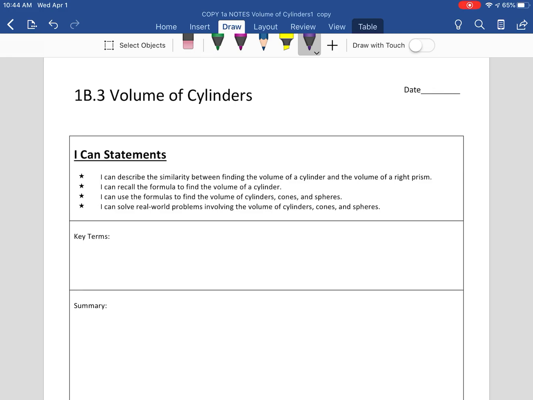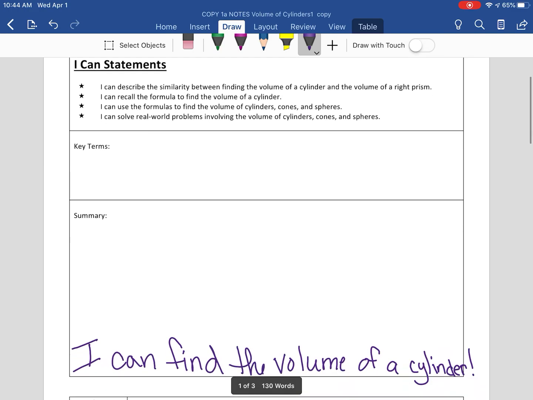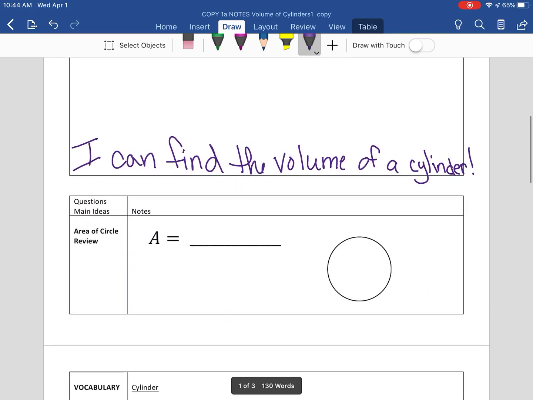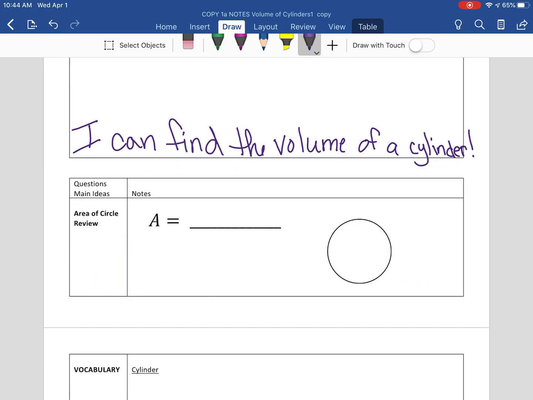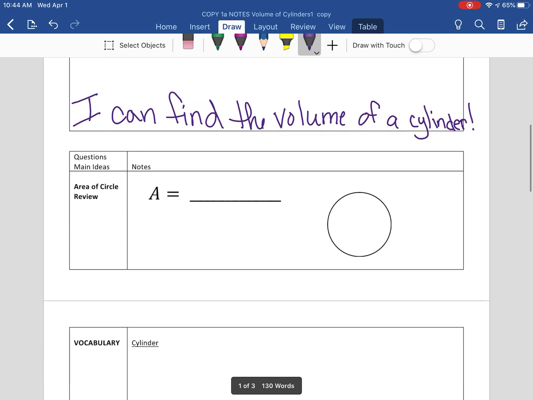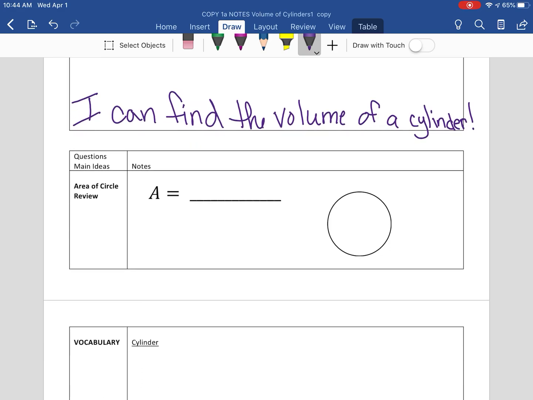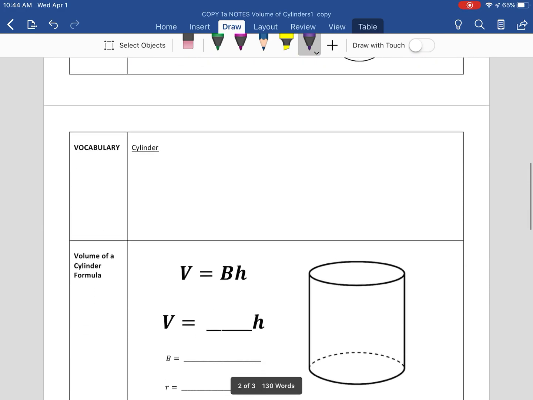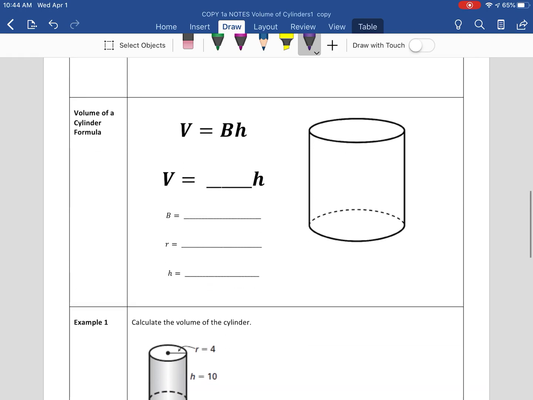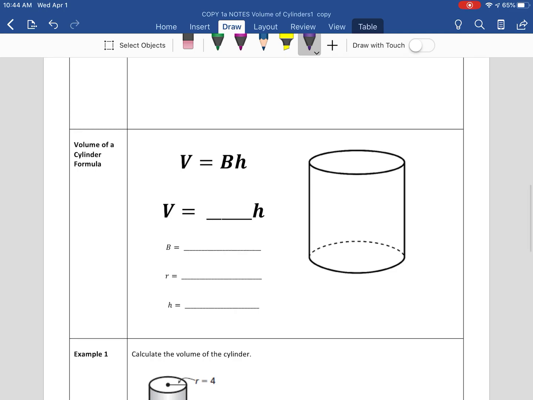So we're going to start out day one by just taking some notes and refreshing our memory on how to find the volume of a cylinder. Remember, volume is the space inside of an object that is taken up. The I can statement we're going to cover is: I can find the volume of a cylinder. A cylinder is like a pop can, a soup can.